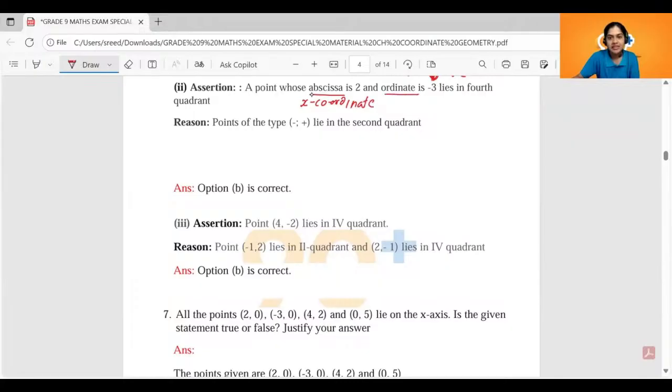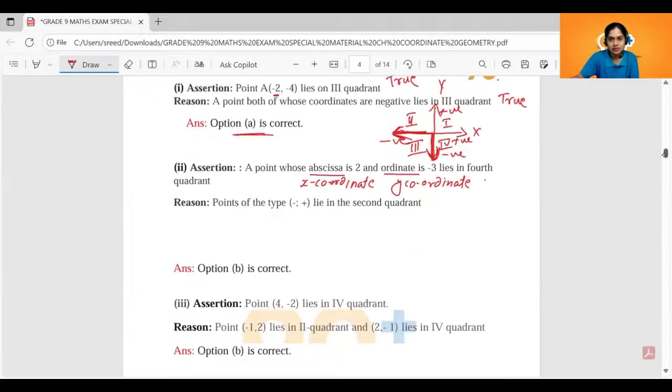And ordinate means it's the y coordinate. Okay. All right. Don't forget. All right. A point whose abscissa is 2 and ordinate is negative lies in the fourth quadrant. Correct? We can use the same figure above, right? Yes, x is positive and y is negative means definitely this part, right? Correct? That is the fourth quadrant, right? So this is true.